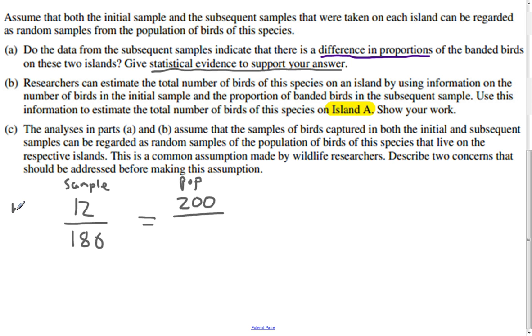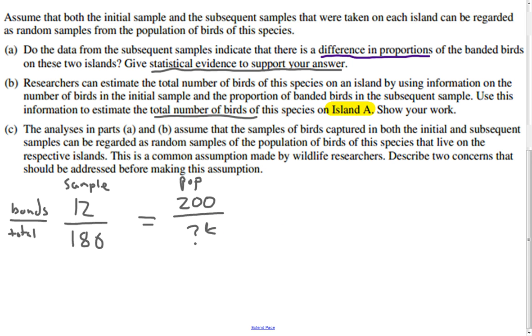So I'm going to actually write this over here on the side. We're going to do bands over total. So in the sample, we had 12 birds with bands out of 180 birds. In the entire population, we have 200 birds with bands, and we have no idea how many are in the total population. But that's what we actually want to find out. We want to estimate the total number of birds. So that's going to be right here.